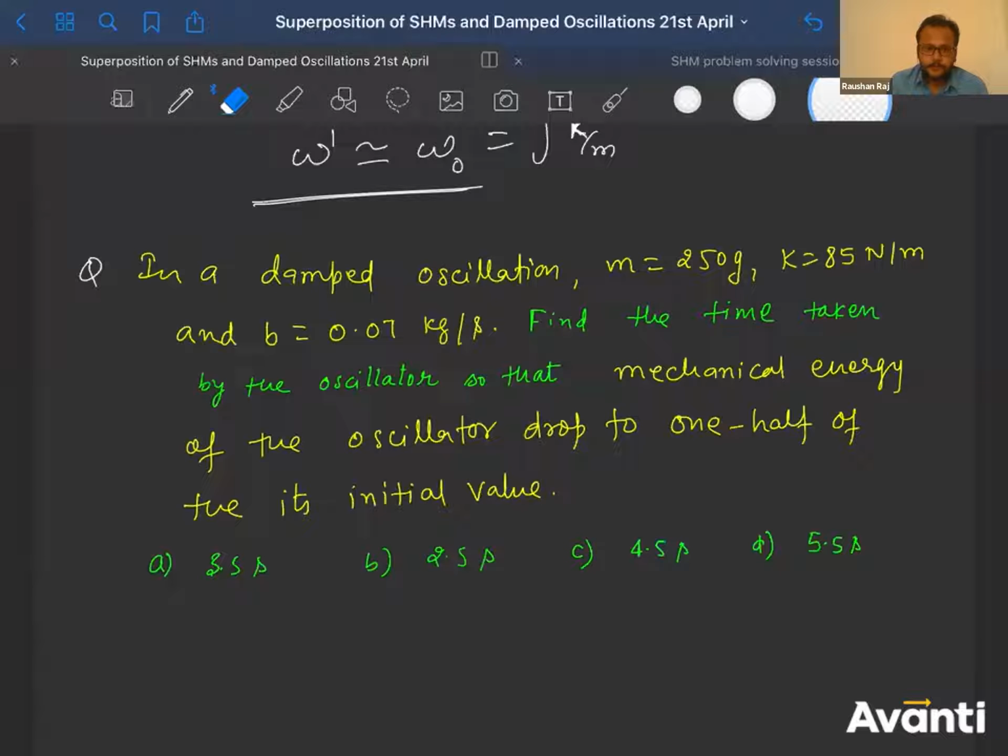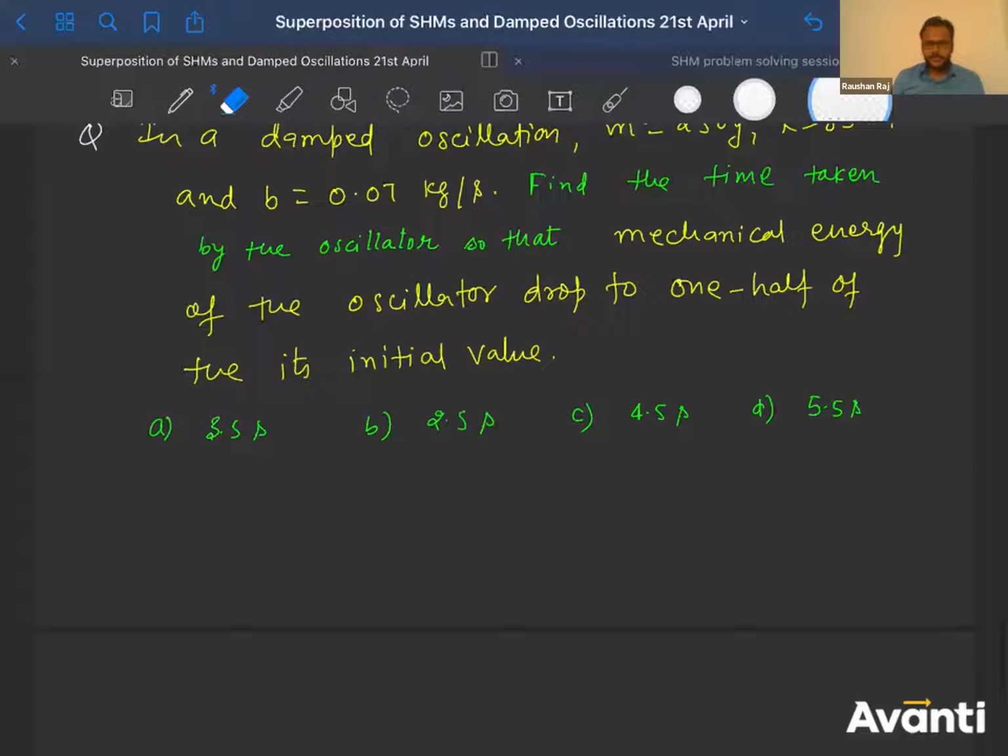Vijay Lakshmi, if you're not getting the poll, you can give the answer in the chat section. It's not a problem. Chalo, yeah, let me end the poll. Most of you have got option B as the correct answer. Let me end the poll and let me solve this for you.